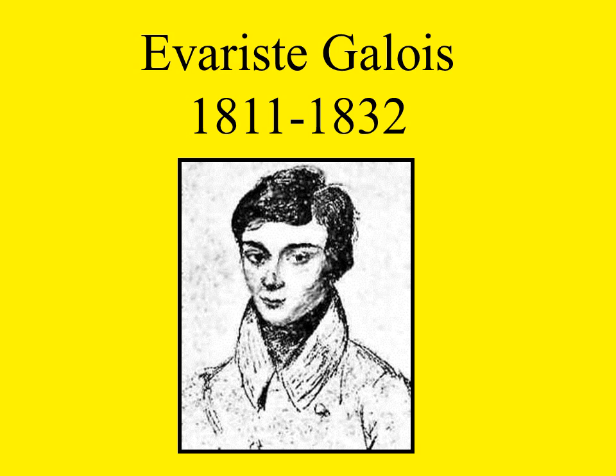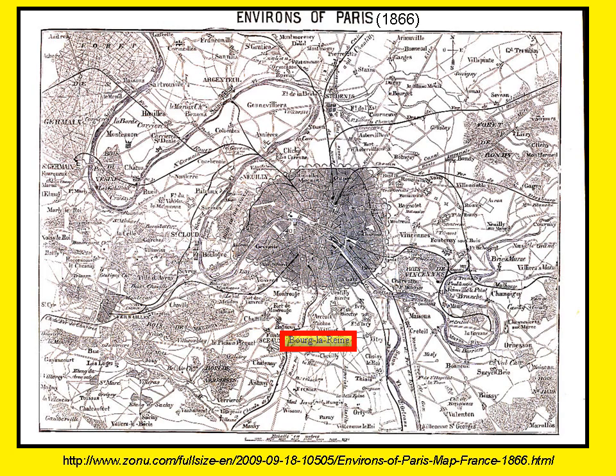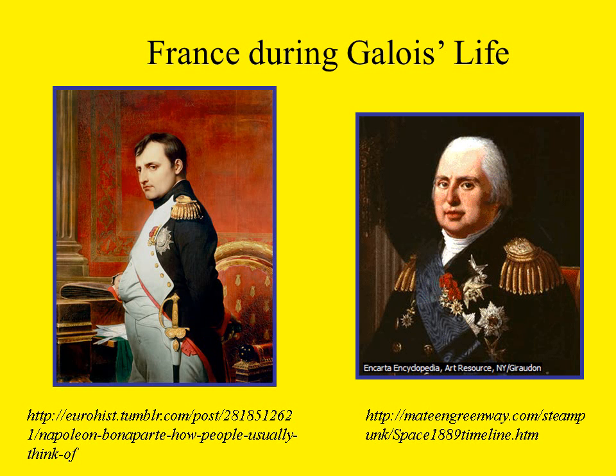200 years ago, on October 25, 1811, Evariste Galois was born to Nicolas Gabriel Galois and Adelaide-Marie Galois. The family lived in Bourg-la-Reine, a few miles south of Paris, where the father, Nicolas Gabriel, was mayor and a well-known leader of the liberal movement. This was a time of political unrest in France.